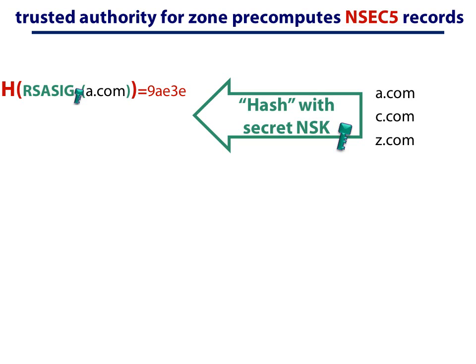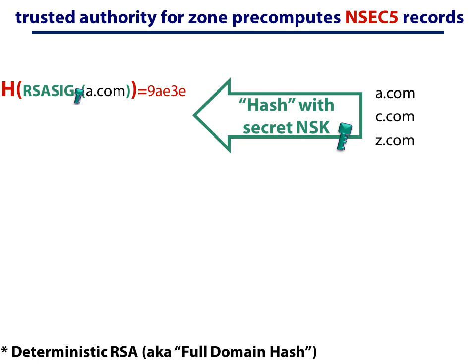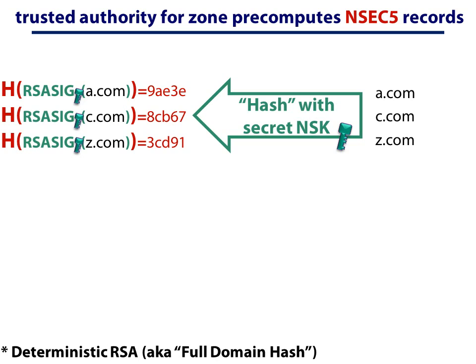So what's our hash? Our hash first takes the query and computes a deterministic RSA signature on this. For those who are familiar with the cryptographic details, this is the full domain hash scheme of RSA. But the bottom line is we take the secret key, we compute an RSA signature on the query, and then we hash that signature. The output of that is going to be our hash value. So for every name in the zone, we're going to first sign it with RSA and then hash it using some sort of cryptographic hash function like SHA-256.